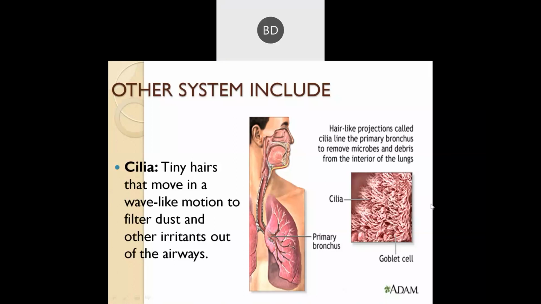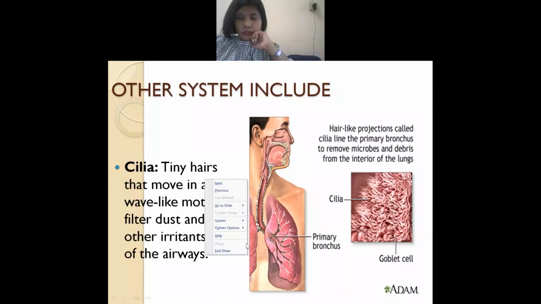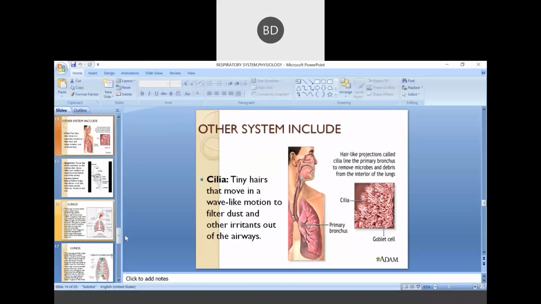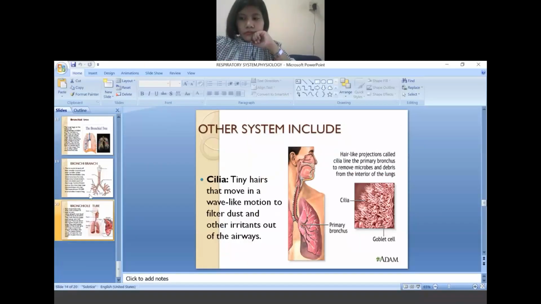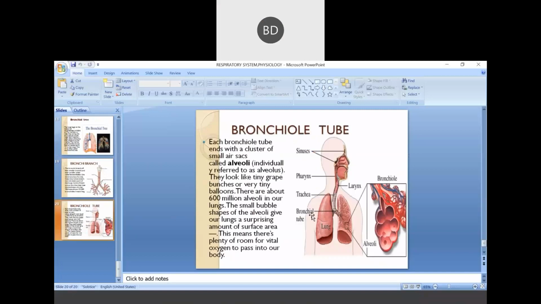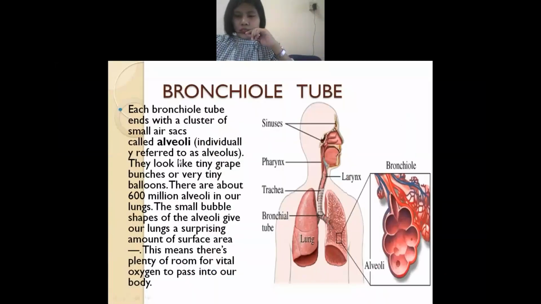Alveolus. Can you please spell it? Alveolus. Alveo what? Lus. Wait, let me show you. Can you see this? Yes, ma'am. So please spell it. Alveolus. Okay, do you know now?